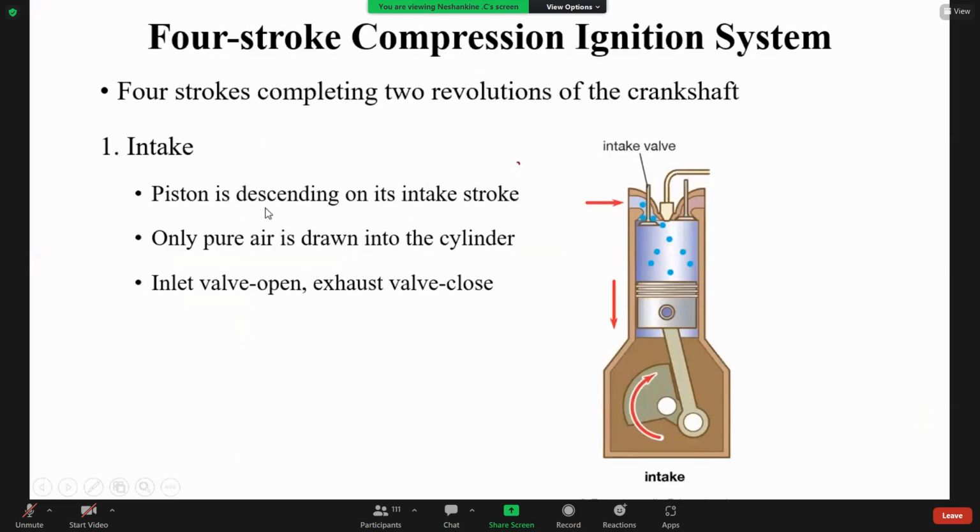The piston is descending on its intake stroke, moving downward. Then the pure air comes into the cylinder. The intake valve is open at that time; the exhaust valve is closed.